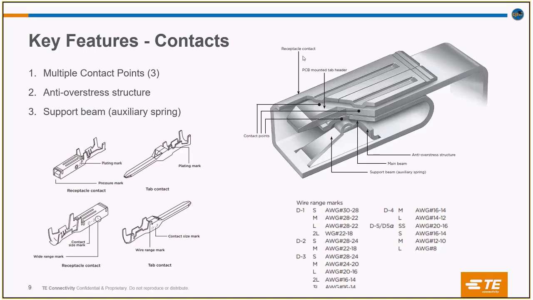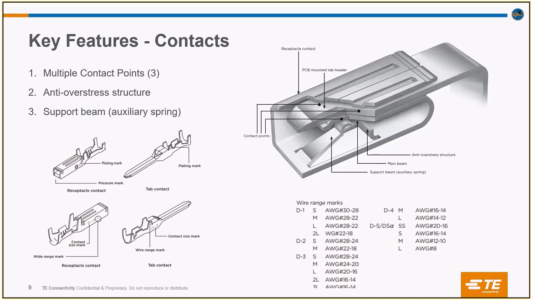So if you see here the image to the right, we have the receptacle contact, then we have, as we said, 3 contact points, and then we have the main beam, the support beam. What does the support beam do? The support beam acts as a supporting lever to reduce the stress of the wire. And then the anti-overstress structure reduces the strain and makes sure that the contact is in place.